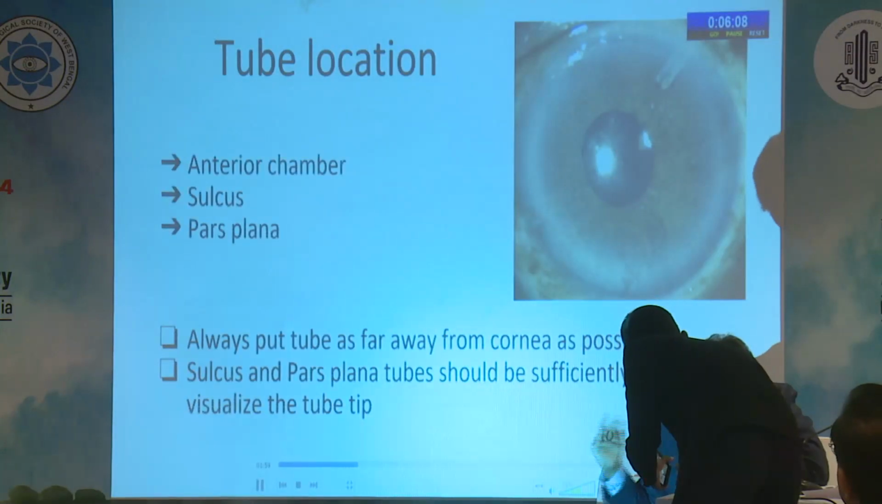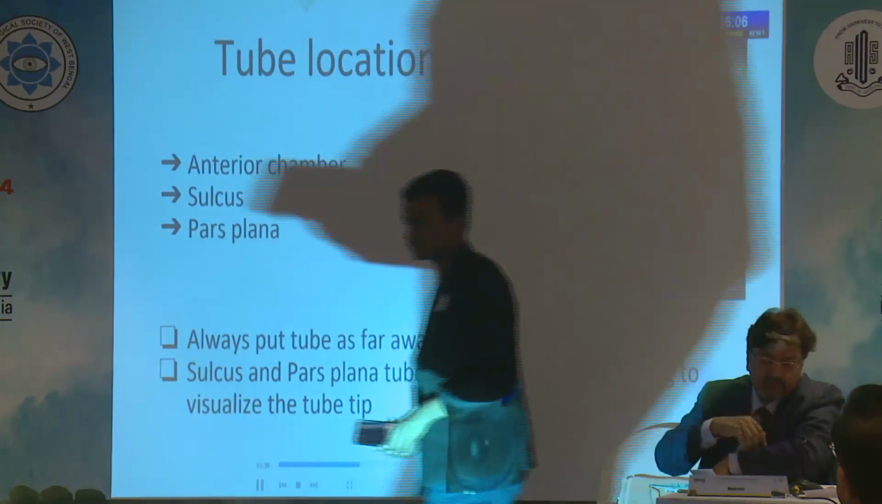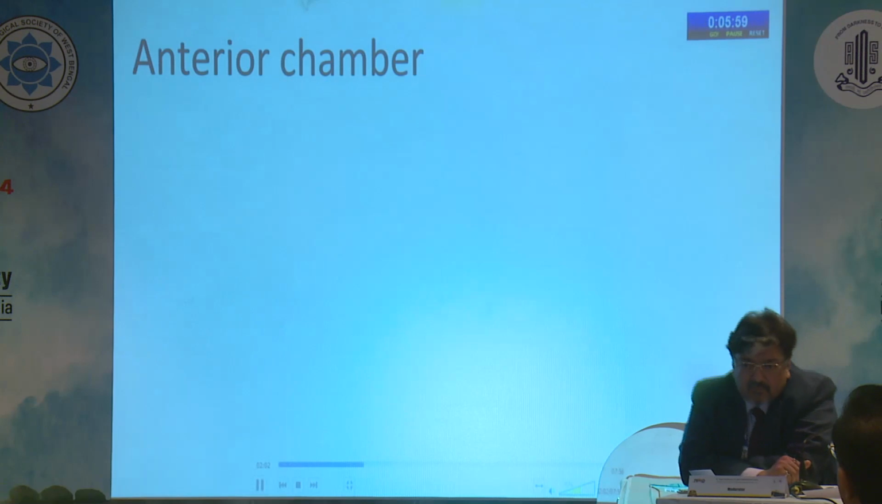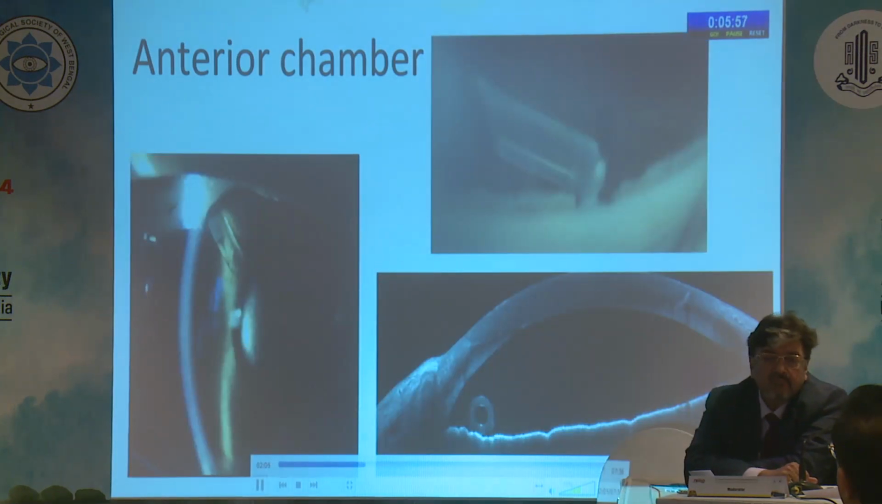After choosing the quadrant for the plate, we should decide on the tube location in the eye. It is important to put the tube away from the cornea at all times. Tubes in the anterior chamber should be 2 mm long. The ideal entry point should be at the scleral spur or trabecular meshwork. This will ensure adequate distance from both the cornea and iris.